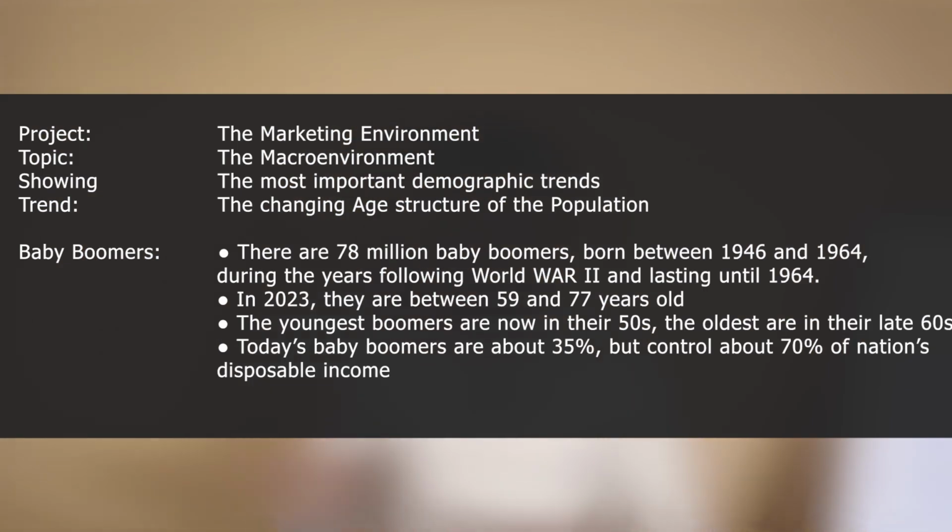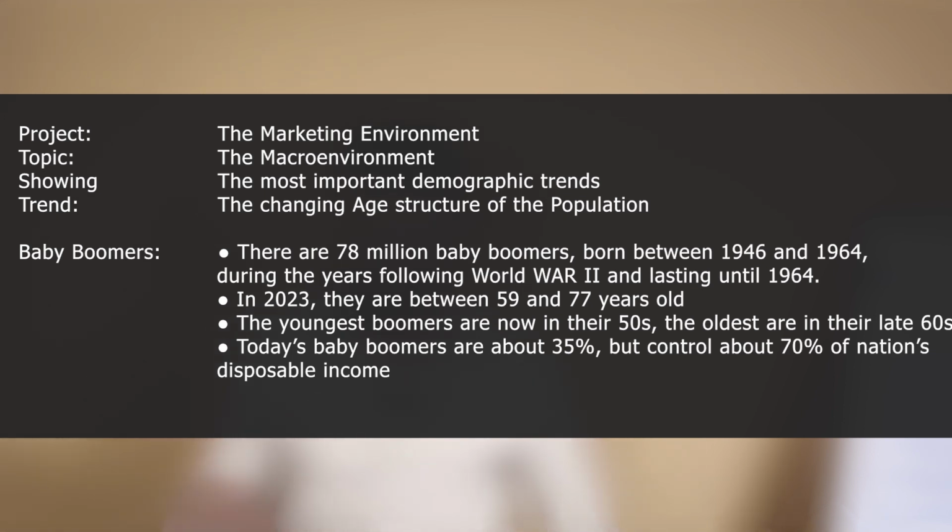The baby boomers. There are 78 million baby boomers born between 1946 and 1964, during the years following World War II and lasting until 1964. In 2023, they are between 59 and 77 years old. The youngest boomers are now in their 50s, and the oldest are now in their late 60s.